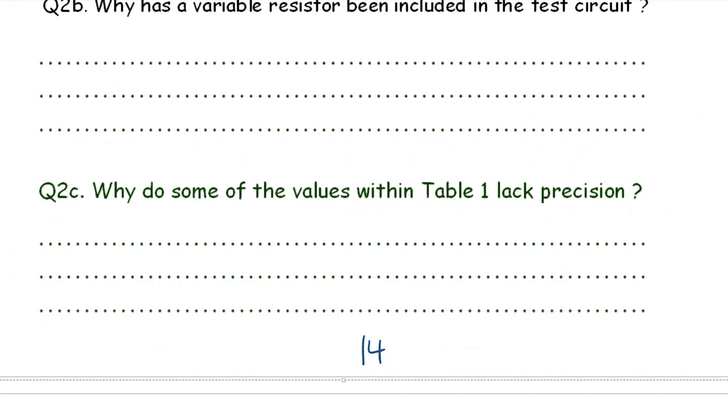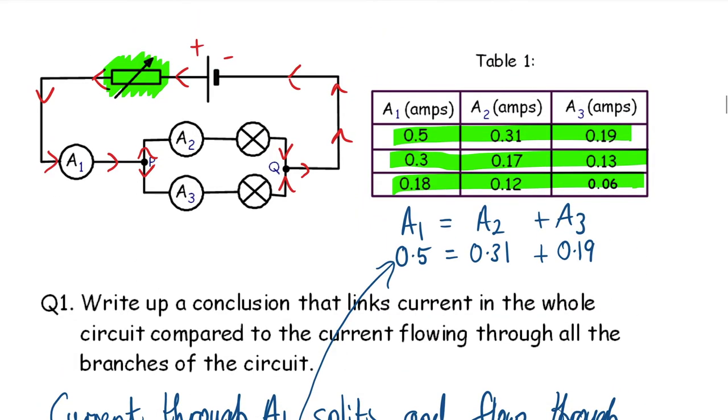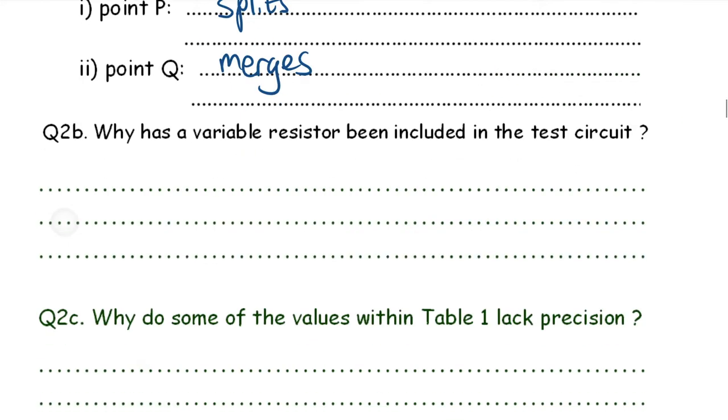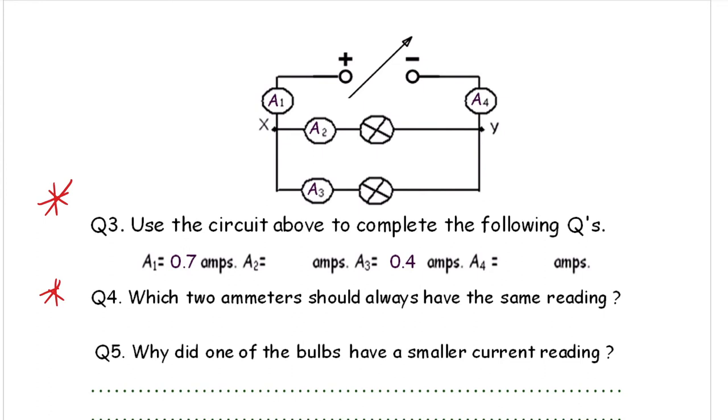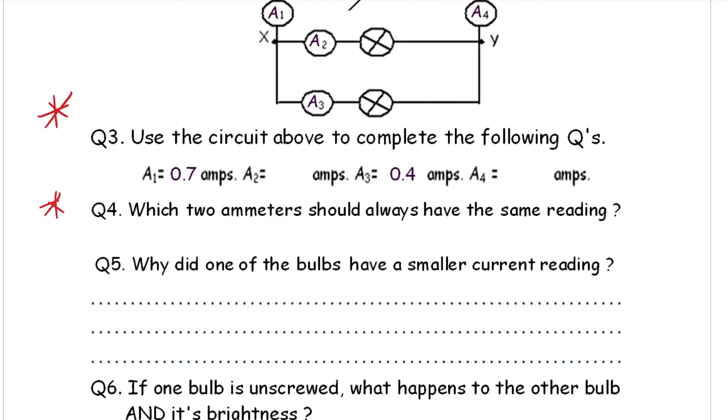Question 2C, why do some of the values within table 1 lack precision? Well, it's because they haven't been given to 2 decimal places. If you look at the first 2 rows, if the answer to A1 is 0.50, you've got to write it down as 0.50 for the correct level of precision. And there's one there as well. Okay, you can answer those. And now moving on to questions 3 and 4. You can do those. That's why there's a red asterisk next to them.